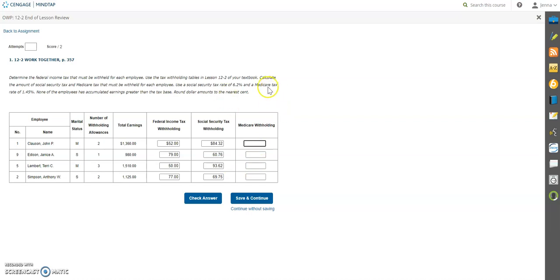Okay, next I'm going to figure out my Medicare withholding. In the directions, it tells me Medicare tax is going to be 1.45%. I'm going to do the same thing: take total earnings times that tax rate. I can type it in my calculator. Okay, so the first one I get 19.72. Next I get 14.21.